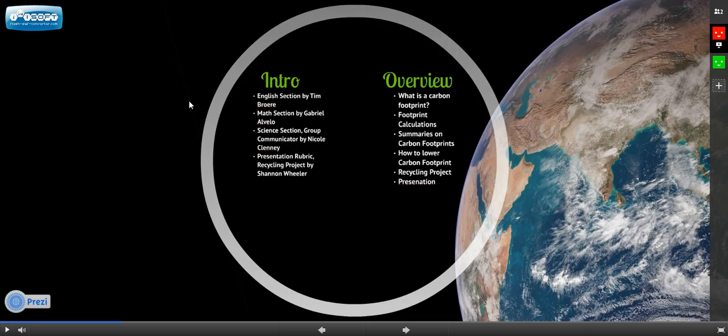Tim Brewer was responsible for the language arts portion and individual summaries. Gabriel Avello was responsible for the math portion and helping the students calculate their own carbon footprint. Nicole Cleany was responsible for the science portion and was our group communicator. And lastly but not least, Shannon Wheeler was responsible for creating the recyclable projects idea, as well as the presentation rubric and conclusion page in our WebQuest.